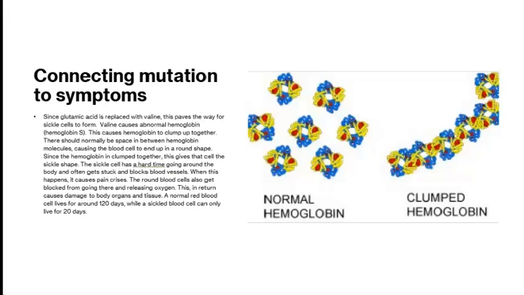And the round blood cells, when they get blocked off from going to those areas of the body, end up getting damaged because the red blood cells couldn't get there and deliver their oxygen in time. And this in turn damages the body organs and tissues. And a normal red blood cell can live for around 120 days, while a sickled blood cell can only live up to 20 days at max.